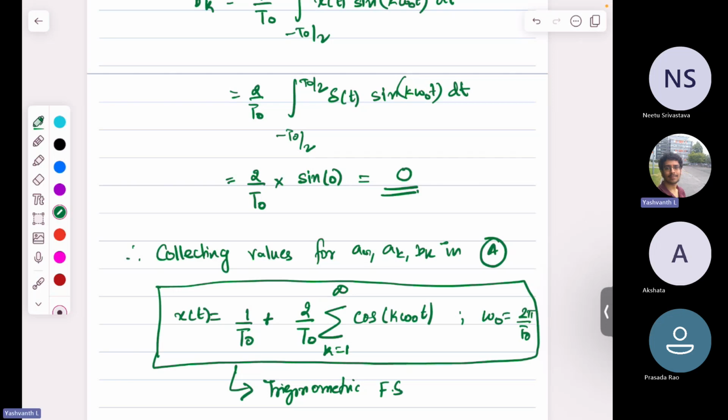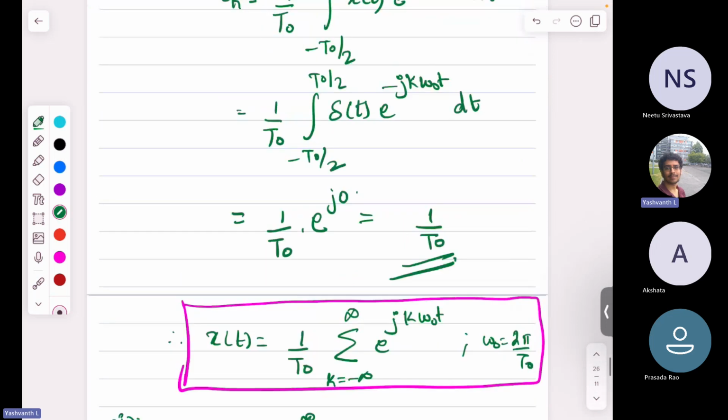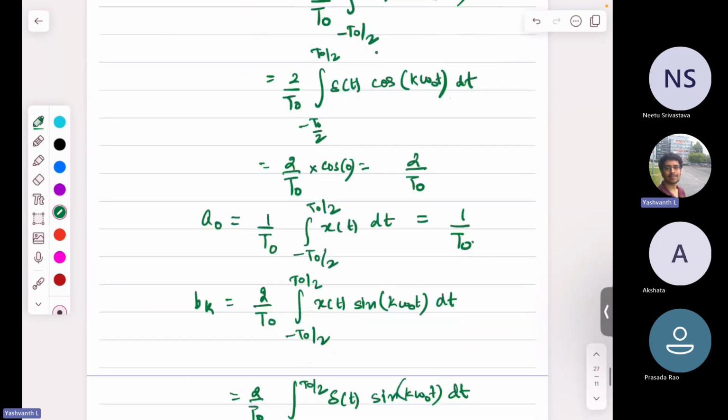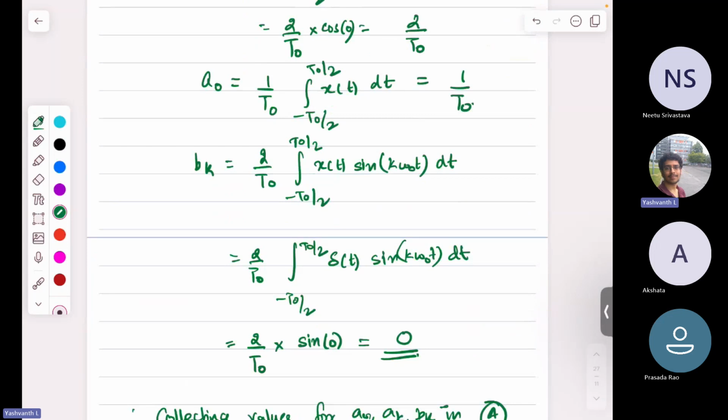Now, why is there no sine? Go back to the figure, do a sanity check. This is completely an even signal, right? This signal is symmetric about your y-axis. For an even signal, all your bk's should be 0. That is, no sine term should be there. That's what we have seen here also, that bk's are equal to 0.